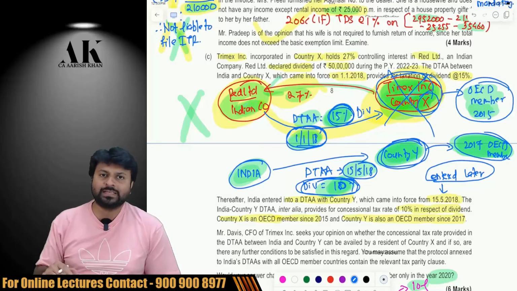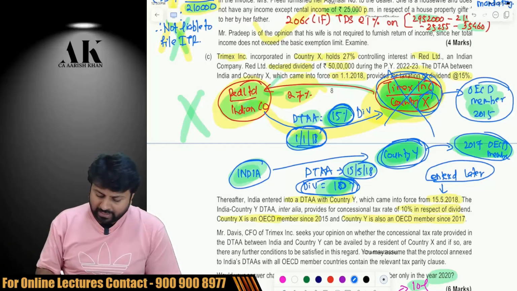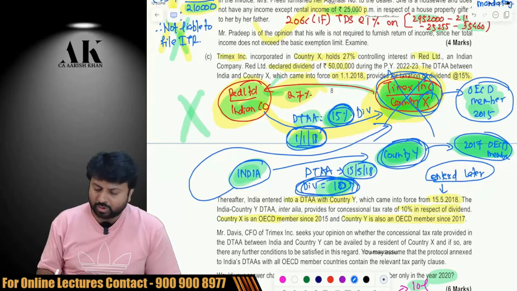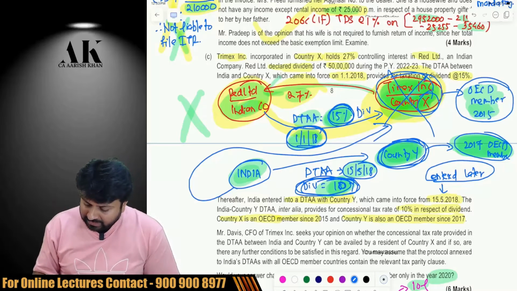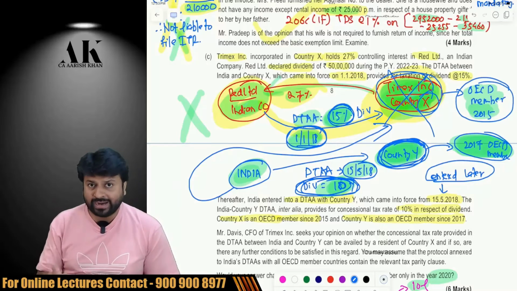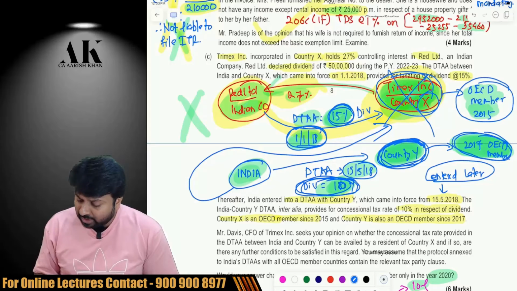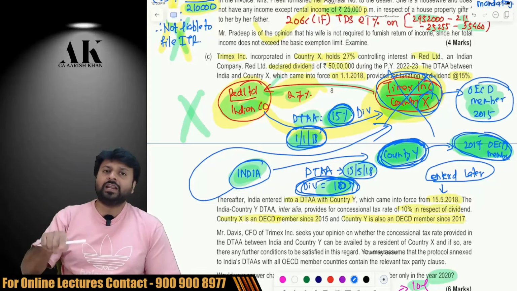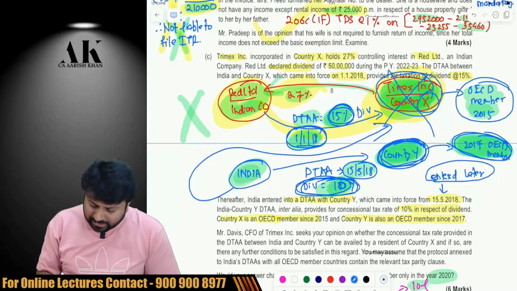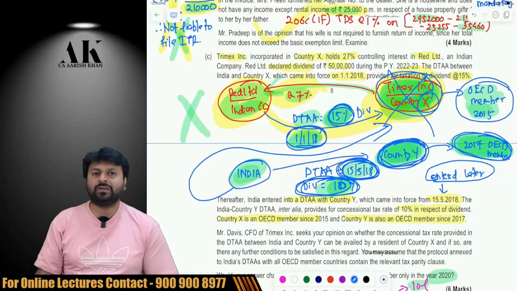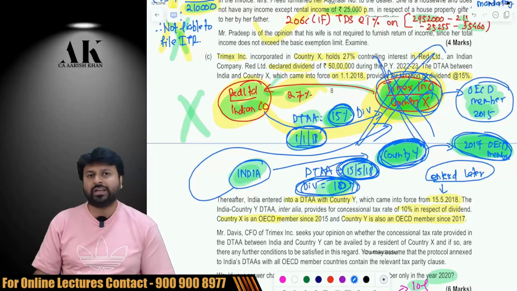Therefore, the government said that we will bring a notification, don't worry. We will apply 10% to country X people also. But the condition is, on the date on which we are entering into a DTAA with country Y, on that date, country Y should already be a member of OECD. If country Y was not a member of OECD on the date on which we are entering into a DTAA with country Y, we will not extend this benefit to country X.